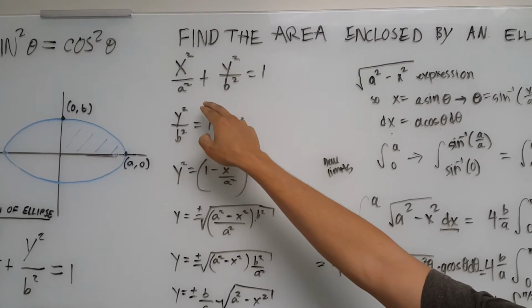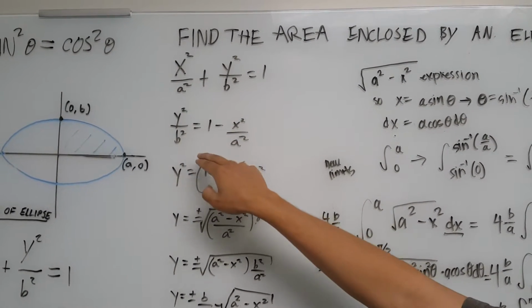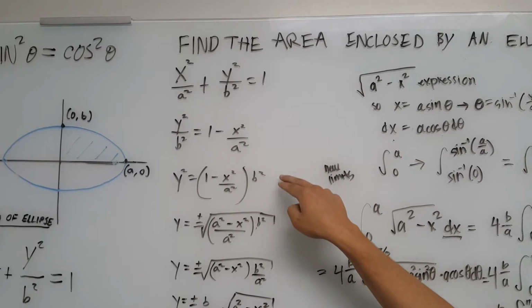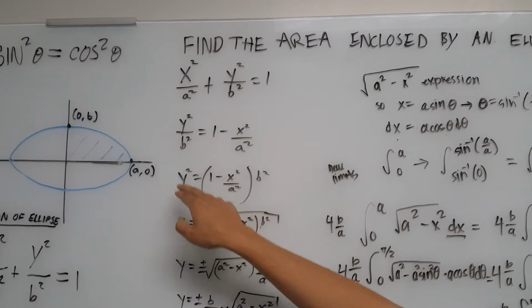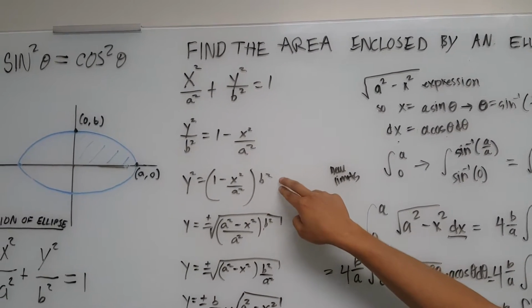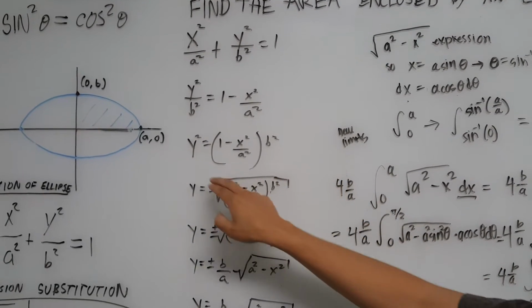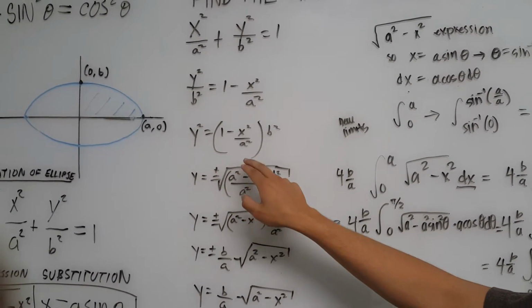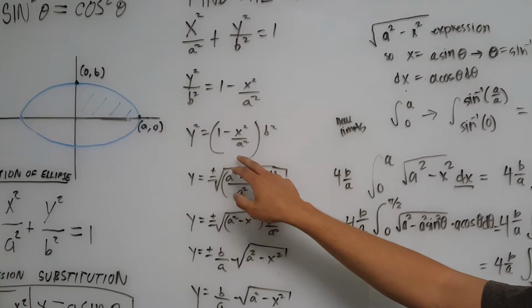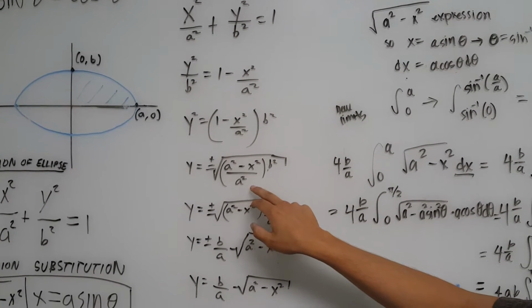So I'm going to minus x squared over a squared. I'm going to get y squared over b squared equals 1 minus x squared over a squared. Then I'm going to multiply it by b squared, and this is what we're going to get. And then I'm going to take the square root to get rid of the y squared. And I'm also going to find the common denominator for this expression. And this is what we get.